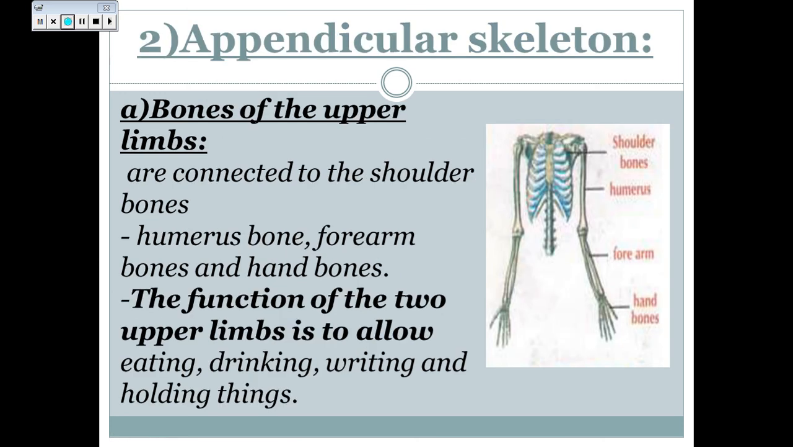And now, the appendicular skeleton. In the appendicular skeleton there are upper limbs, which are connected with the shoulder bone. The upper limbs are the humerus, forearm, and hand. And they help us in eating, drinking, writing, and holding things.